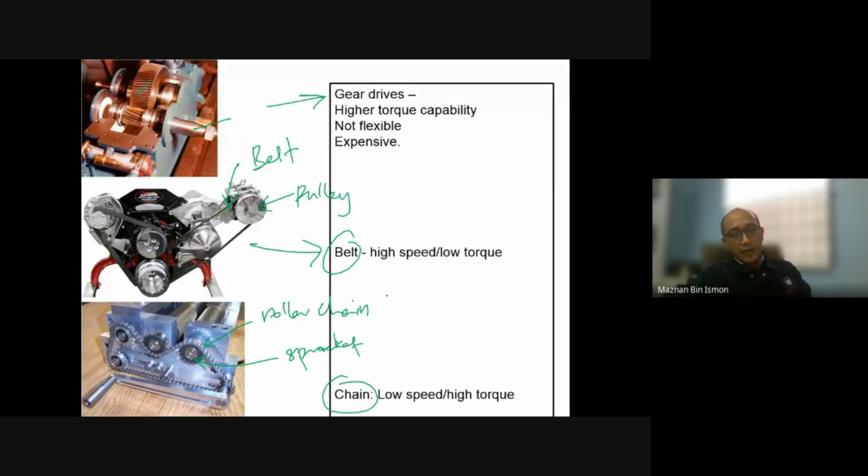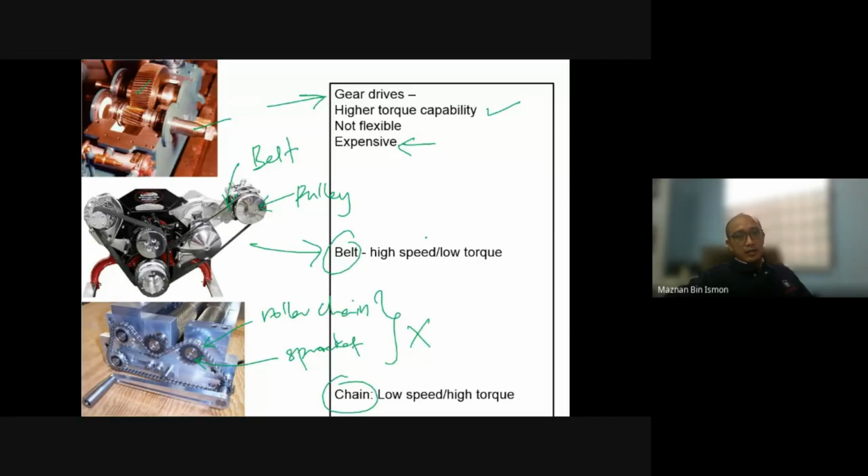So this is just a comparison. This one is not in our syllabus. The comparison is, gear drive is capable of higher torque power transmission, but it is not flexible. And then of course it is expensive.